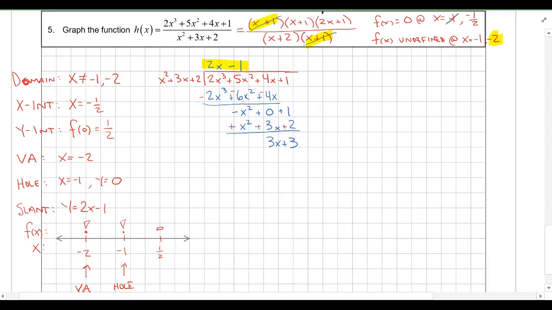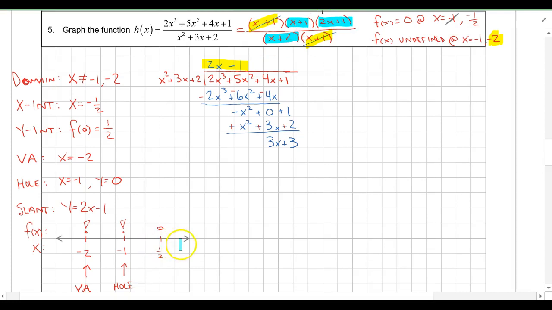Okay, so let's go through this sign chart and figure out what happens. Notice that this factor of x plus 1 in the numerator and the denominator, those factors cancel each other out. So if they're both positive or both negative, it doesn't matter. They have no effect on the sign chart. The only factors I need to look at are x plus 1, 2x plus 1, and x plus 2.